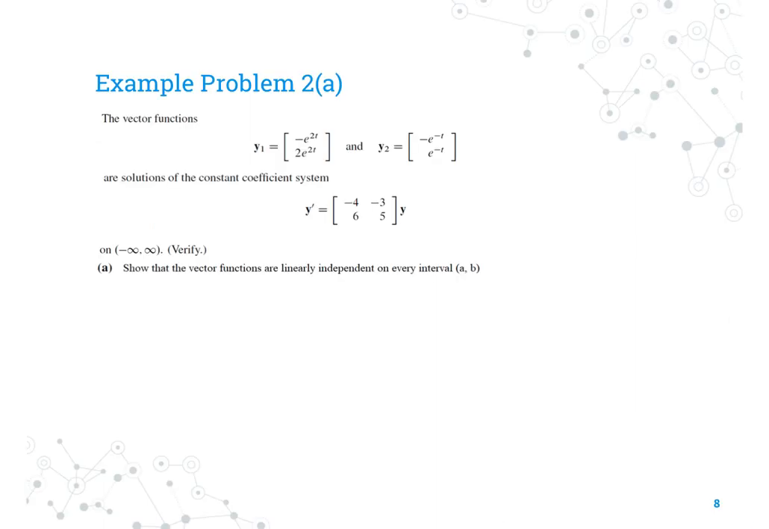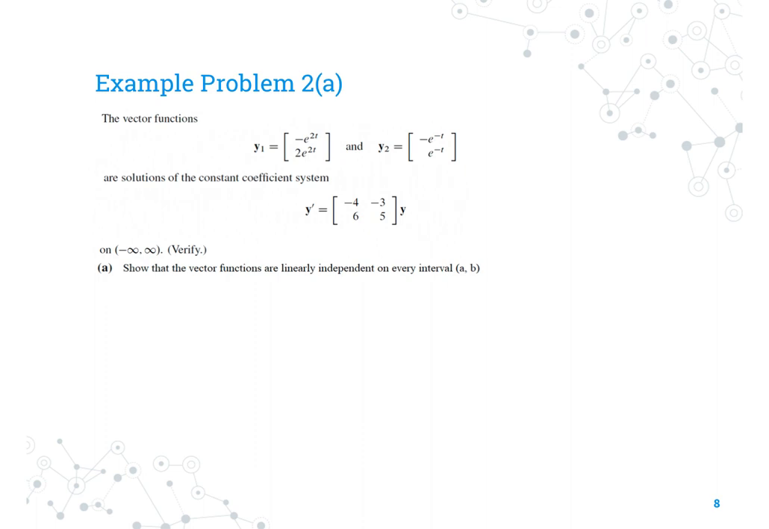On the file I uploaded for you, I put the entire statement of the problem on one slide, but I've separated it out into different slides for each part of this problem for the ease of making the video. It's the same problem, just spread out a little bit more. So we have the vector functions y1 and y2 that are solutions to the constant coefficient system y prime equals [-4, -3; 6, 5] y on negative infinity to infinity. We want to show that the vector functions are linearly independent on every interval (a, b).